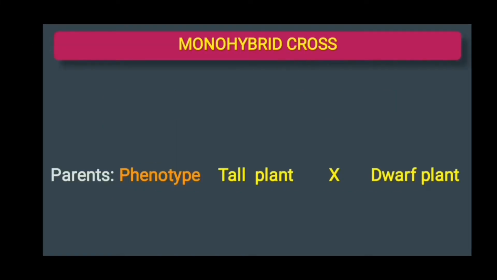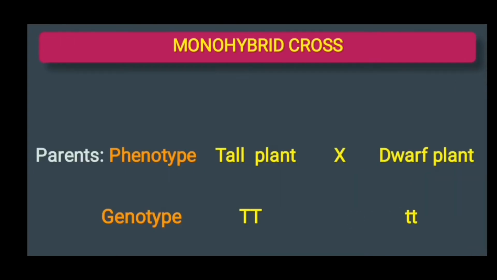Let us do an example here. A cross between tall plant and dwarf plant. The parent phenotype is tall plant and it crossed with dwarf plant. But first you have to write the parent phenotype. Then you write the genotype. Here the tall plant is homozygous dominant, capital T. Again dwarf plant is homozygous, that is small t. Okay, first write parent phenotype tall plant into dwarf plant, then write genotype.